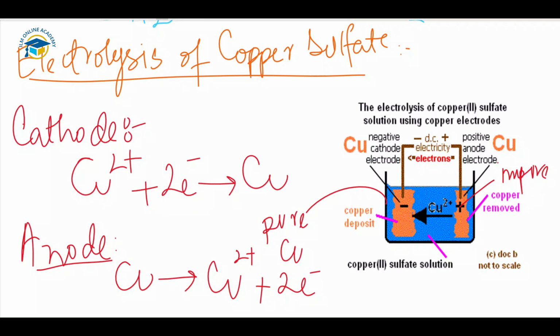You can see here at the anode the copper is removed. How is copper removed? Copper gives electrons to the anode and forms cations, and these are present in the solution. Those copper ions are attracted towards the cathode and are deposited at the cathode by taking electrons from the cathode, the negative electrode. So this is how the purification of copper happens.